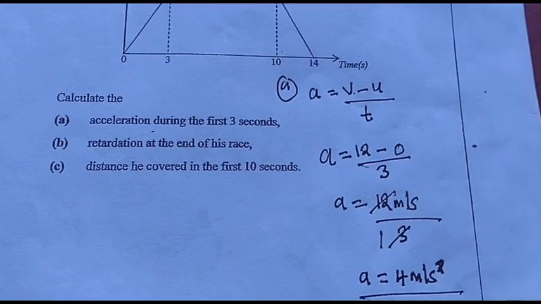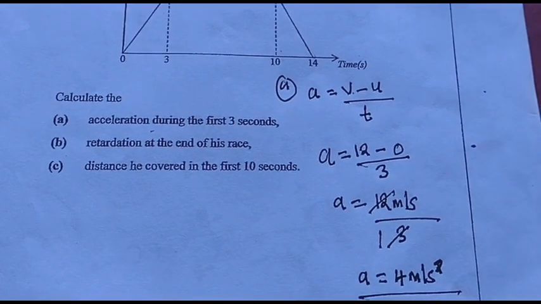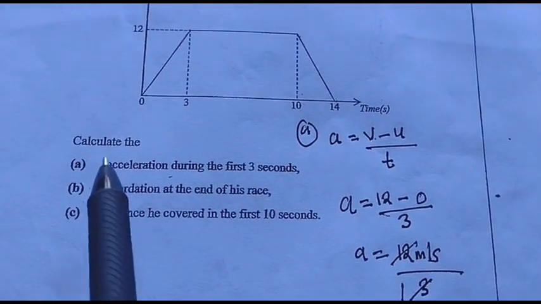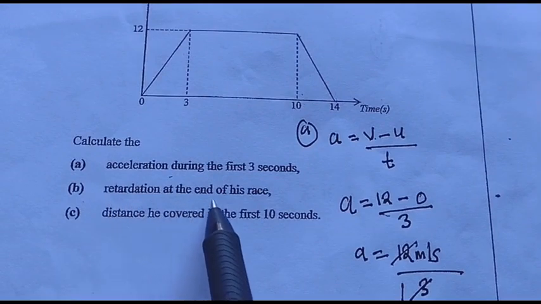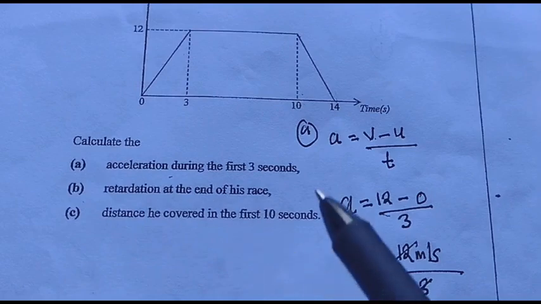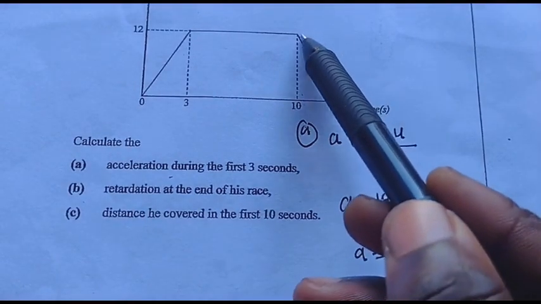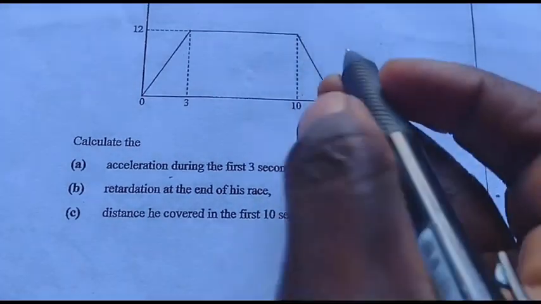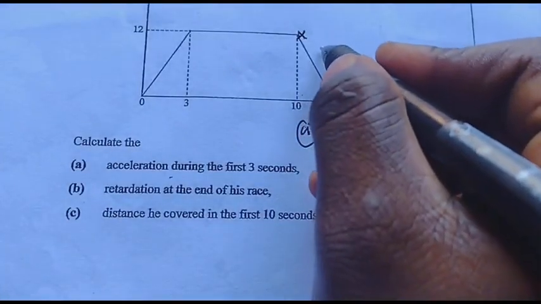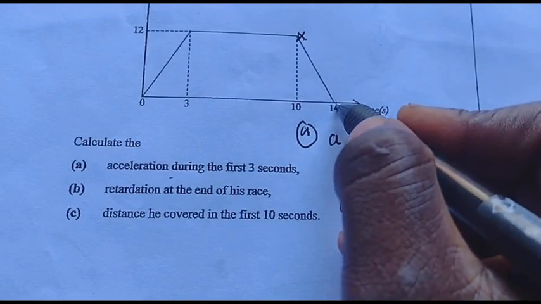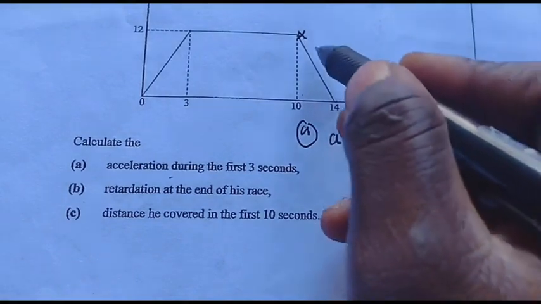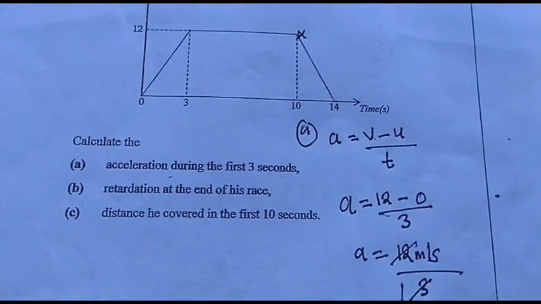I hope it's clear. We are together. Now let us look at question B. Question B is saying calculate the retardation at the end of his race. Remember, he started retarding from this point, then he was coming down all the way here until he made the stop. This side we call deceleration, which is a negative acceleration.